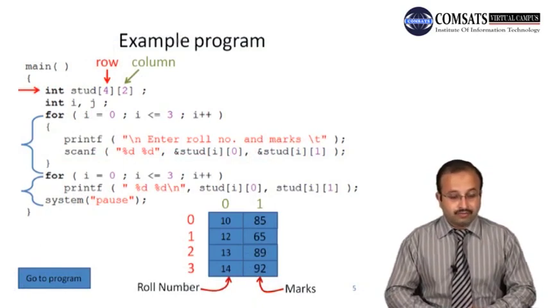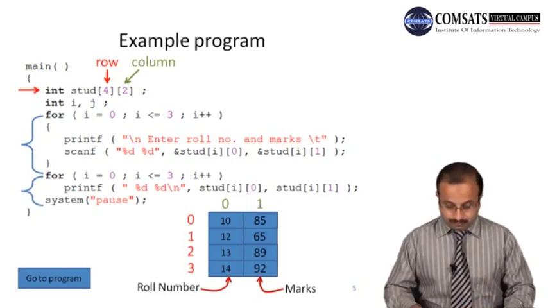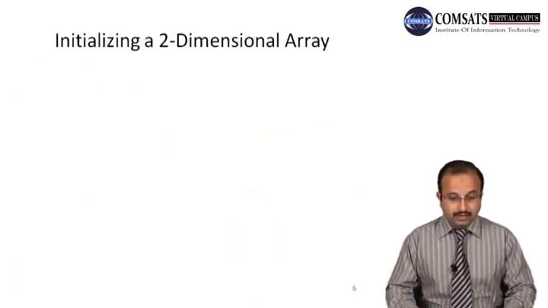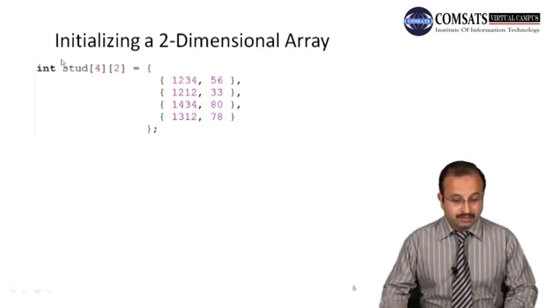Okay, so we can solve the same problem using two one-dimensional arrays. The first array is for the roll number and the second array is for the marks. So we would have two arrays and handling both of them is a little difficult, right? So let's see how we can initialize a two-dimensional array. We can initialize the two-dimensional array at declaration time like this.